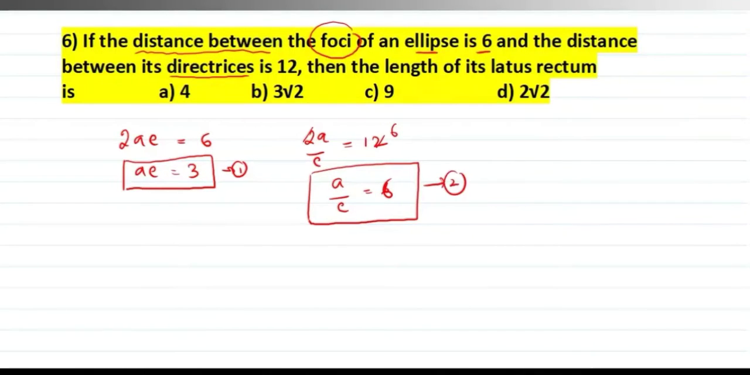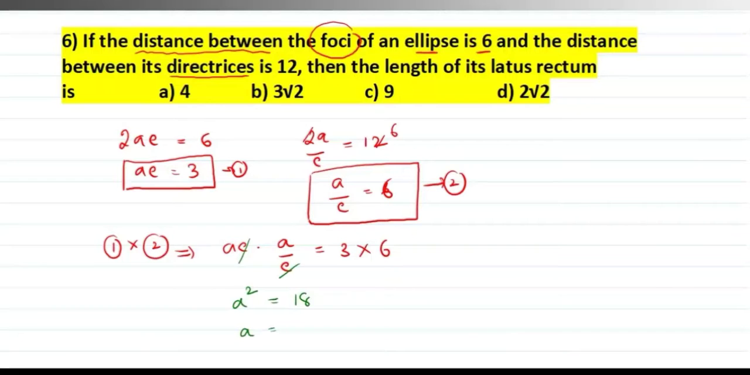Equation number 2. Now multiply equation 1 into 2. Then what you will get? a into a by e is equal to 3 into 6. So it is very clear, we can cancel e. What you will get there? a square is equal to 3 6s are 18. Okay, we got a square value. From here, what is a? 3 into root 2. a value is 3 root 2. a square value is 18.